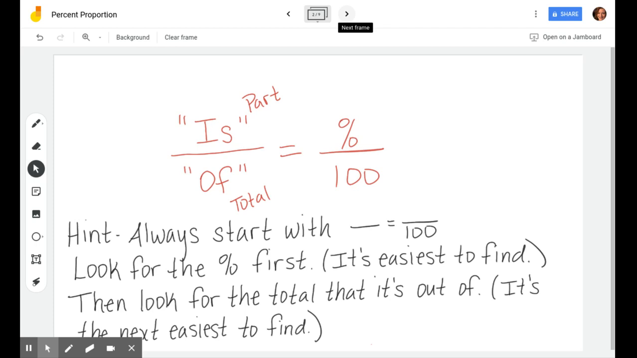I look for the percent first, just because that's what my eyes are going to gravitate to. That's the easiest thing to pick out of your problem. Then I look for the total because I can find that word of, or I can see where it's talking about the total or the full amount. That's going to be the next easiest to find. And then finally, whatever's left, that's probably going to be the part or the is.